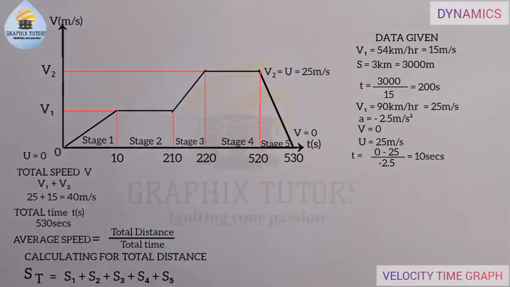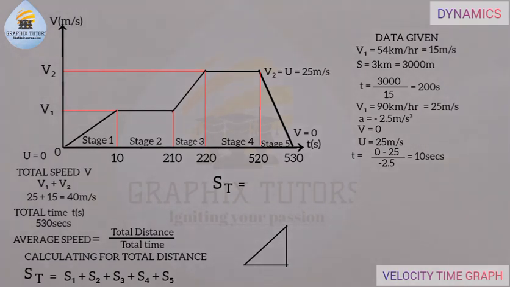When you're told to calculate distance in a velocity-time graph, it will be the area of the shape that the object forms when traveling, right? Now in stage 1, what do you notice? It is a triangle, right? So S1 is a triangle, and we know the area of a triangle is half base times height, or base times height all over 2.